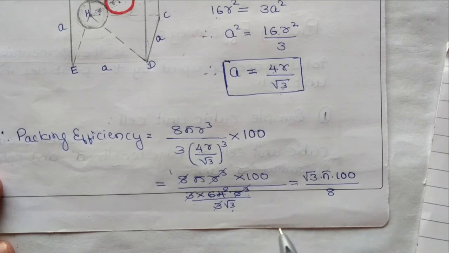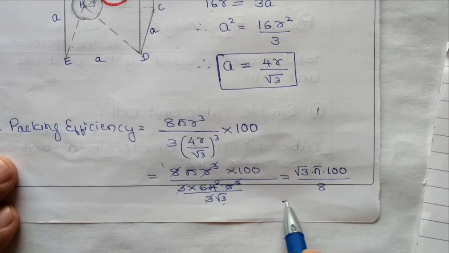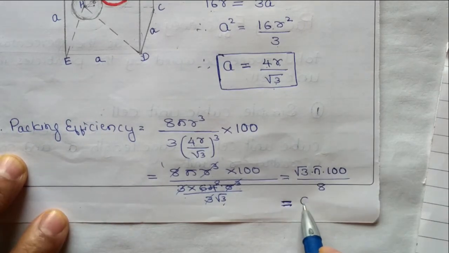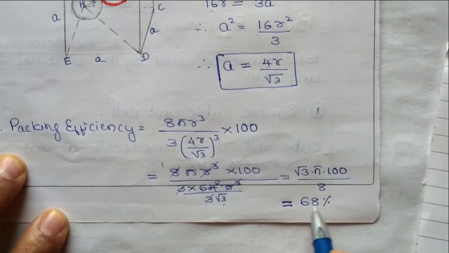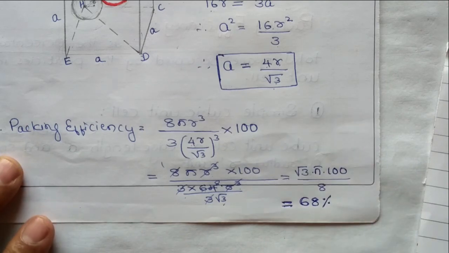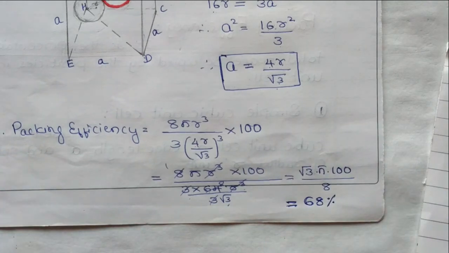Okay, so the final answer: it is not necessary to calculate directly, you can write this as equal to 68%. The percentage has to be written. So the packing efficiency of a BCC is 68%. For a simple cube it is 52.4%. That means in a simple cube there is a lot of gap and the volume occupied by atoms is less, whereas in BCC it is 68%, which is more compared to the simple cube.